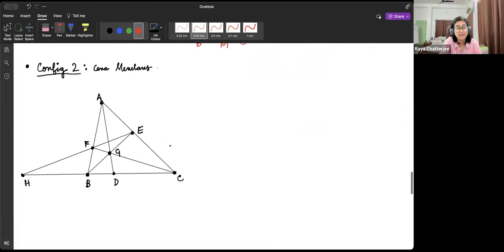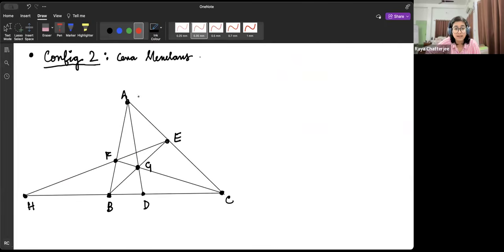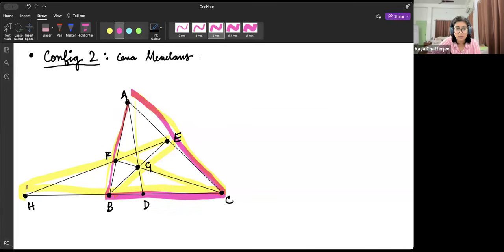So the second configuration that we have is Ceva-Menelaus, and it is called that because you see both Ceva and Menelaus going on here, right? If you take ABC as the triangle and AD, BE, CF as the cevians, that's Ceva for you. And if you take EF to be a transversal that intersects BC at H, then that's Menelaus for you. The yellow part is Ceva and the pink part is Menelaus. It looks like Ceva and Menelaus all combined in one thing.